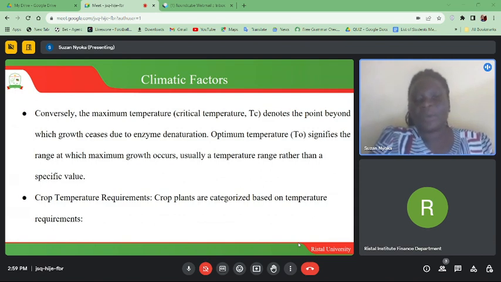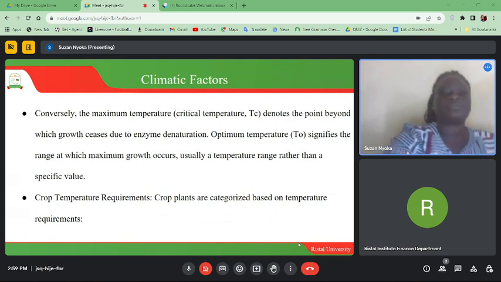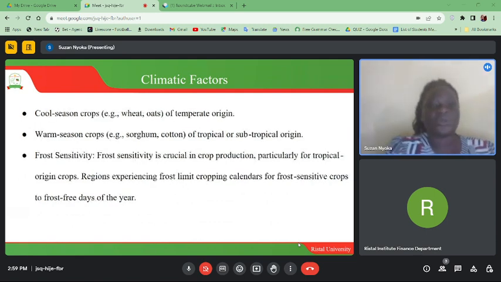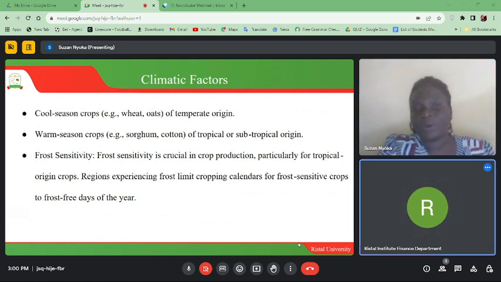Crop temperature requirement. Crop plants are categorized based on temperature requirements. We have the cool season crops, e.g. wheat and oat of temperate origin, and the warm season crops, sorghum and cotton of tropical or subtropical origin.